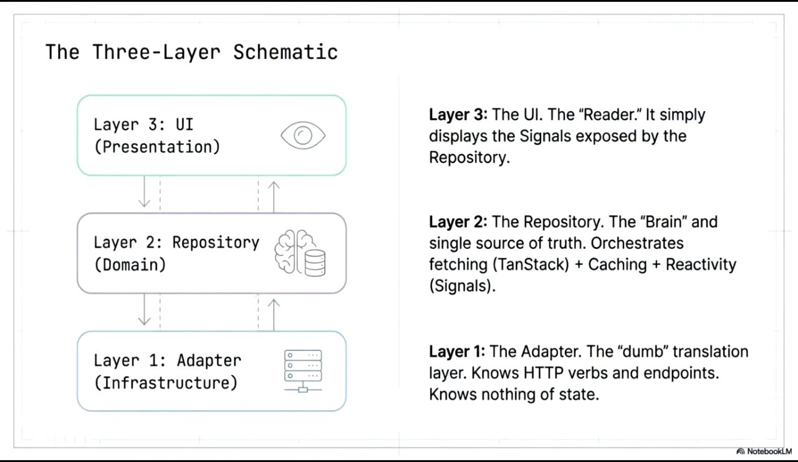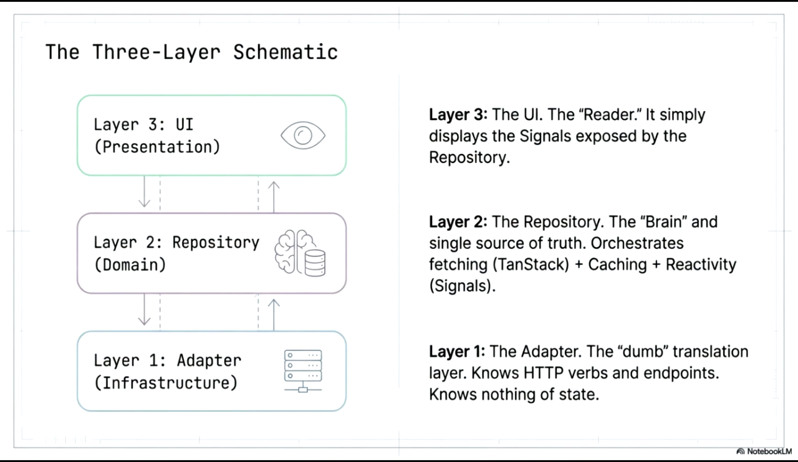Above it sits layer 2, the repository, which serves as the domain. This layer acts as the brain and the single source of truth for the application, orchestrating data fetching via TanStack, managing caching, and maintaining reactivity through signals.